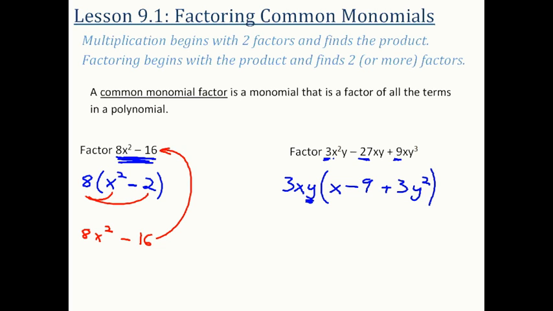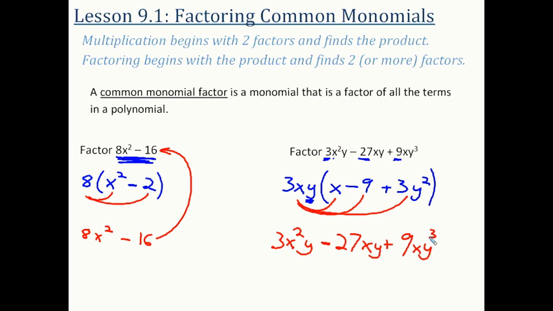Again, I can check by multiplying this back out. 3xy times x is 3x squared y. We have a minus, so 3 times 9 is 27, and then we just have the x and the y. And lastly, plus, 3 times 3 is 9, and we have x and then a y squared gives y cubed, which does equal that original, so I factored correctly. So this part is my answer, similarly to this over here.